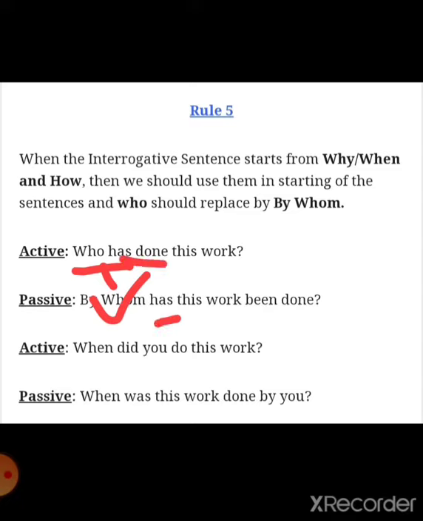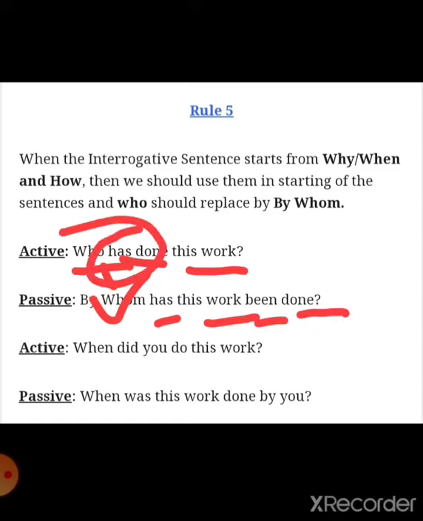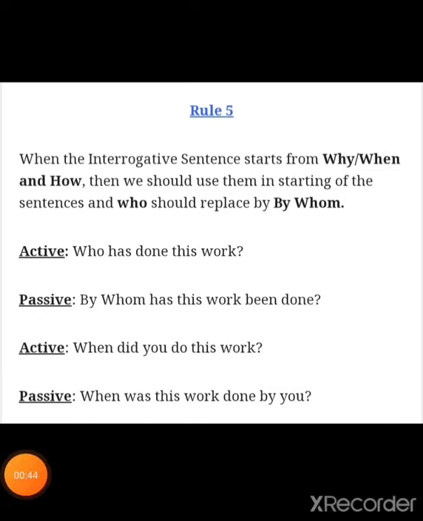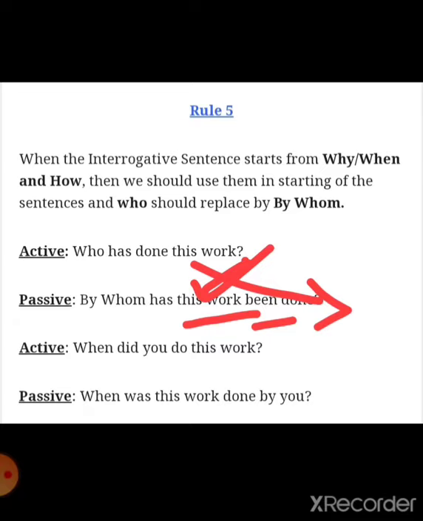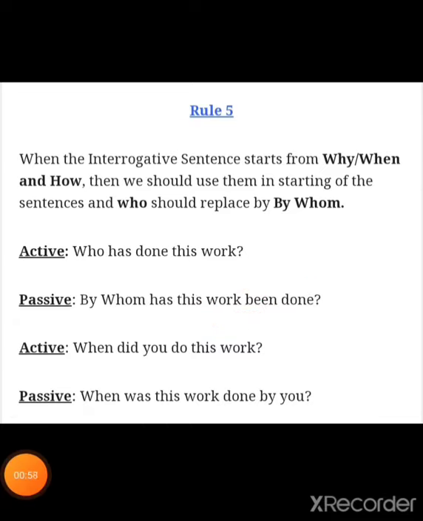Has, after that this work, after that been, then done. Because the sentence is written in present perfect tense, it will remain in present perfect tense only. You cannot change the tense, I told you many a time. So has, after that the subject will become object. Object here becomes the subject, this work. And after that been, after that done. Here no subject has been mentioned, so you do not have to mention a subject over here. So, by whom has this work been done? Question mark.